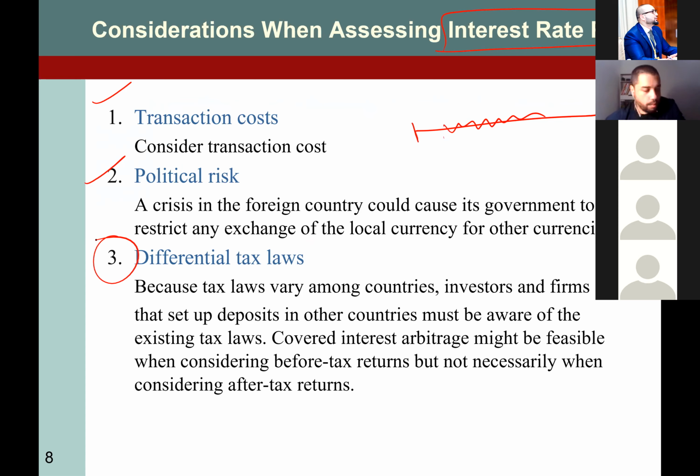Plus differential tax laws. Do consider the tax cost as well. Maybe in the foreign country the tax rate is 50% and in your country the tax rate is 10%. So you need to find out whether, after converting the return from the foreign country to the home country, I have to pay 50% taxes, which, of course, may decrease my return from what I expected, right?